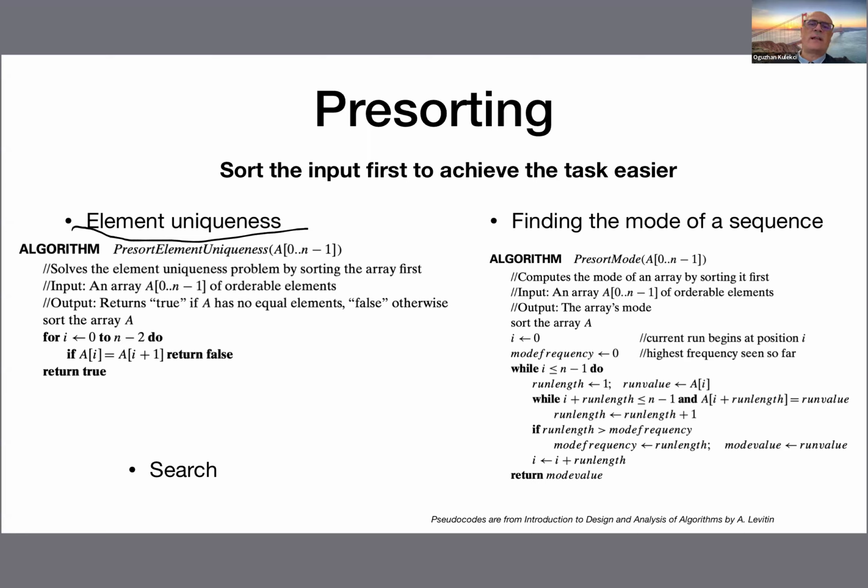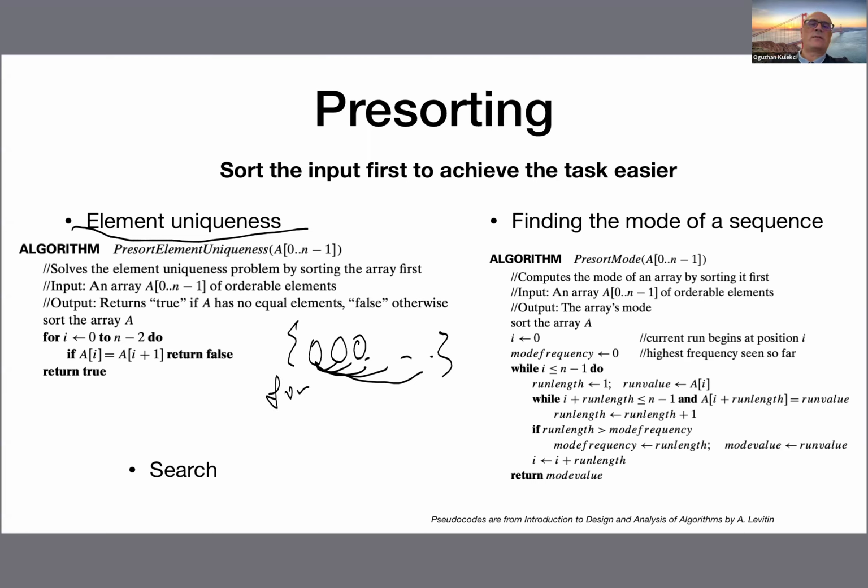So I will take the first element. Let's assume this is my set. I will take the first element and check whether there is another copy of this element in this set. So that is a for loop, right? And then I will do it for the second element, and then for the third element, and that will go on.